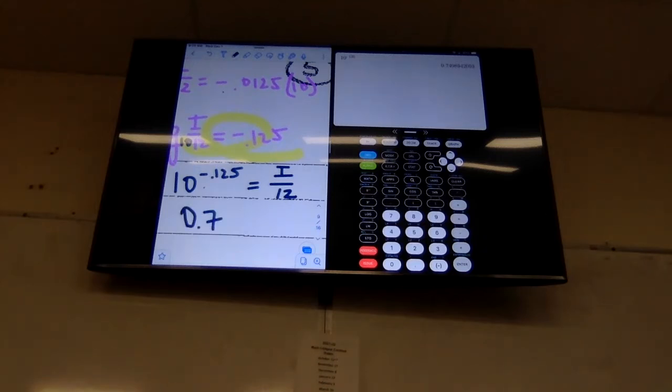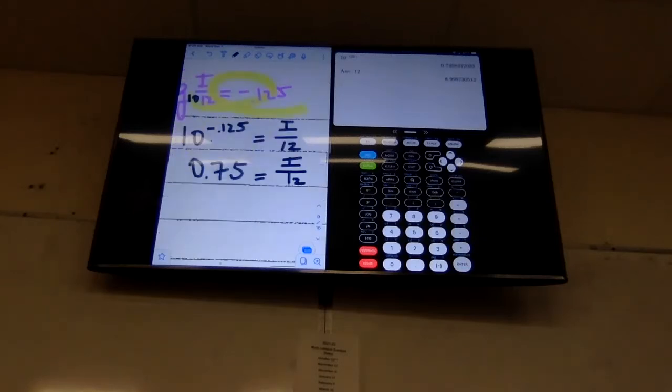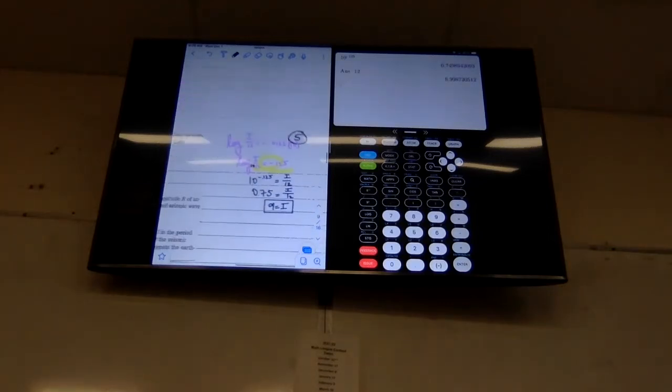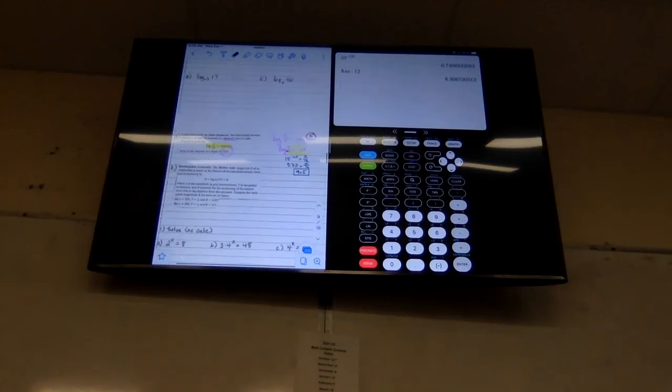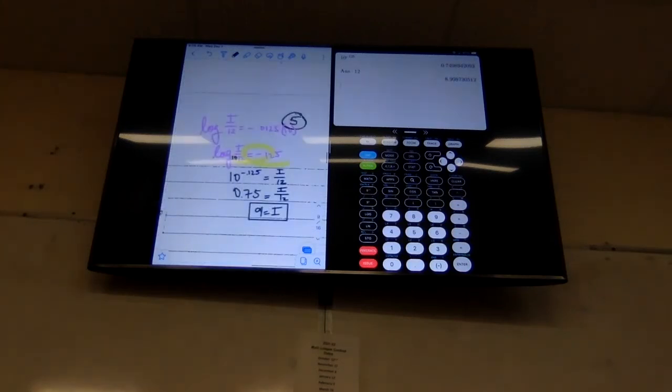It's basically 0.75 equals I over 12. And I'm going to multiply that by 12. And I get 8.9987. That's basically 9. My illumination, or my lumens, my intensity is 9. Any questions on that?